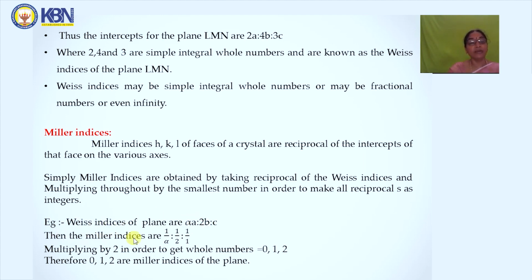To get the Miller indices, we take the reciprocals: 1 by infinity, 1 by 2, 1 by 1. Multiplying by 2 in order to get whole integers, 1 by infinity is 0, so it stays 0; 1 by 2 becomes 1; and 1 by 1 becomes 2. So 0, 1, 2 are the Miller indices of the plane.